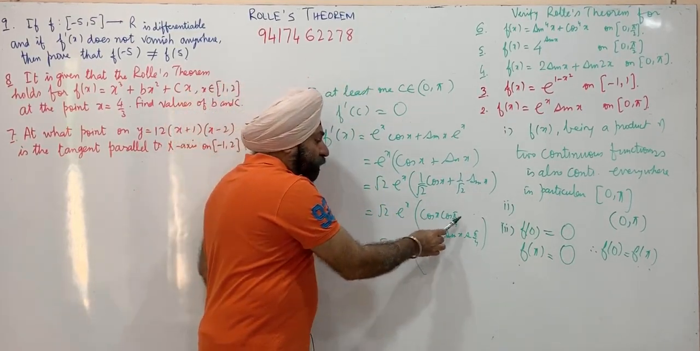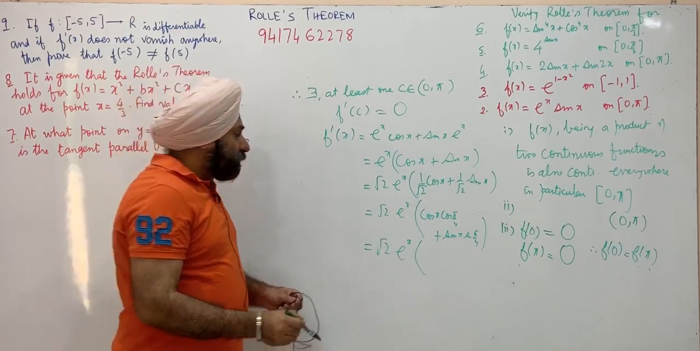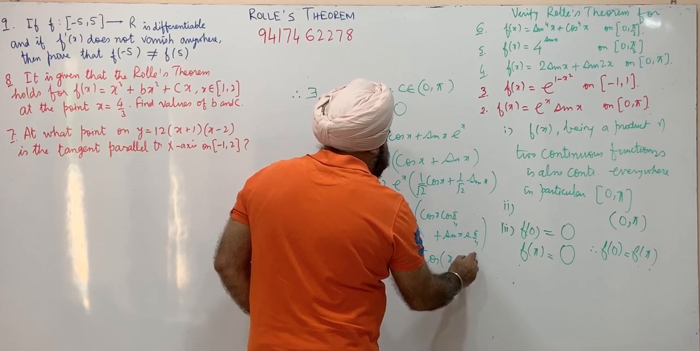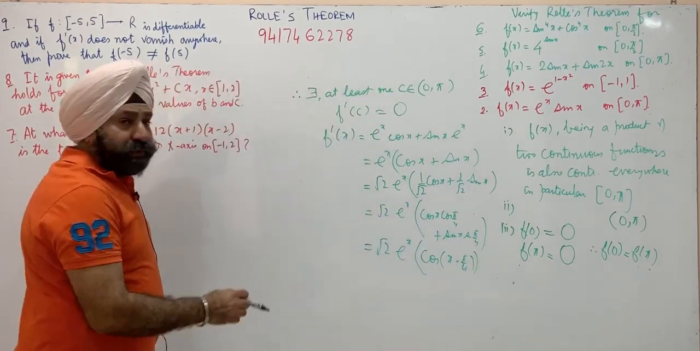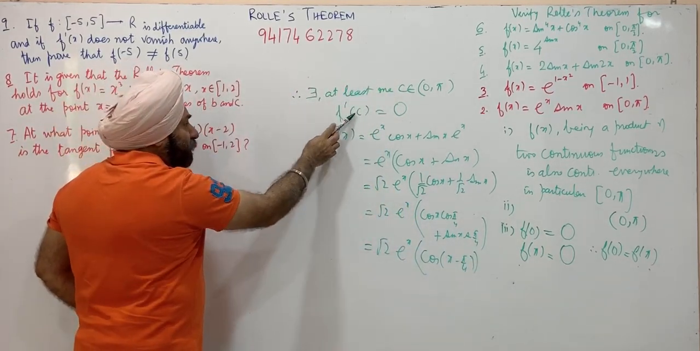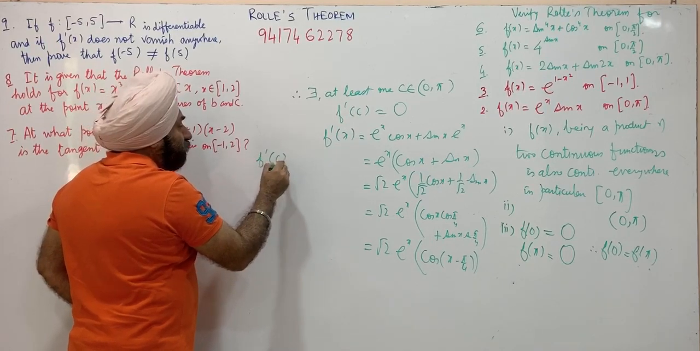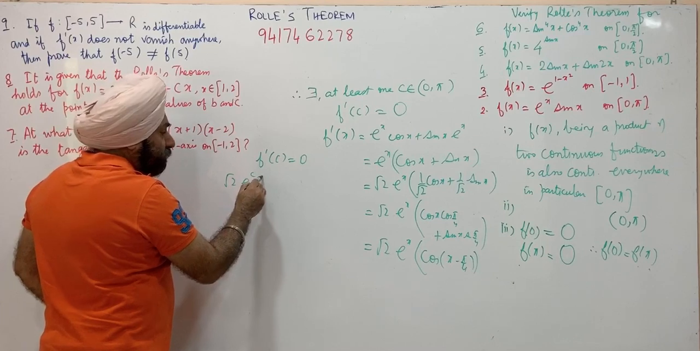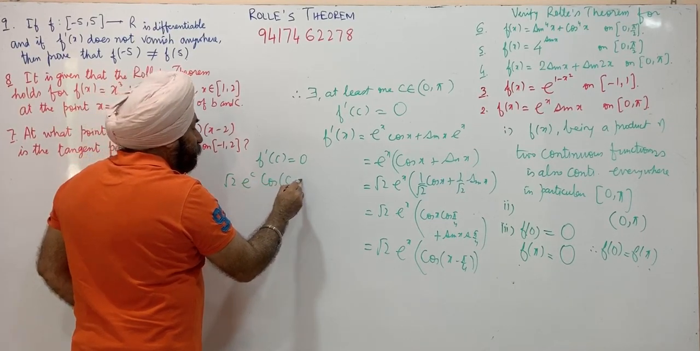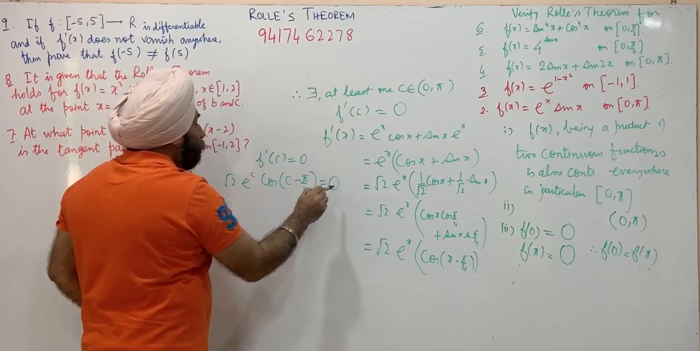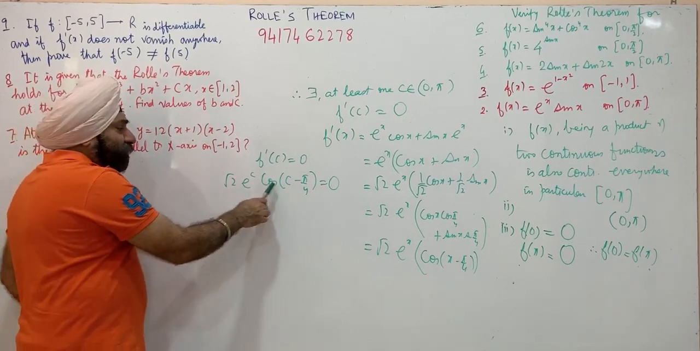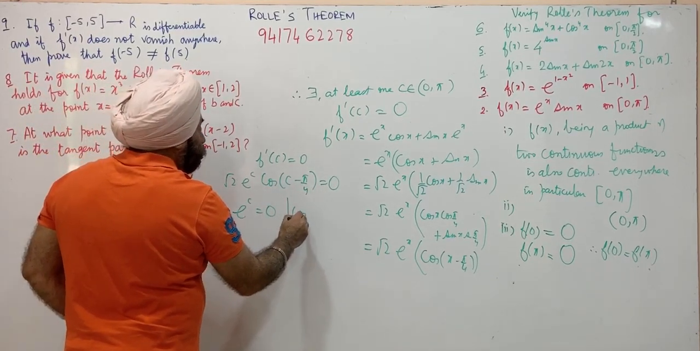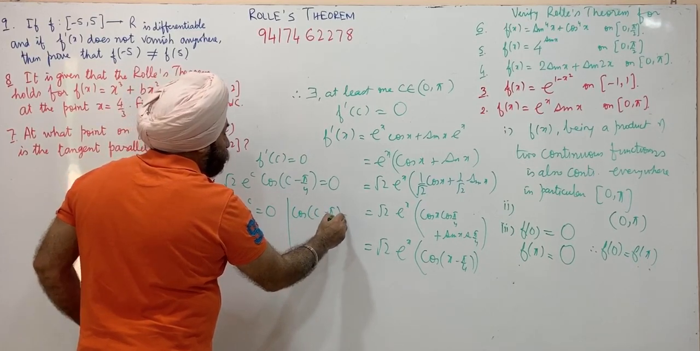This is root 2 into e raised power x. What is cos A cos B plus sin A sin B? It is cos of A minus B, so cos of x minus pi by 4. Now substituting the value here, f dash of c equal to 0. This means root 2 into e raised power c into cos of c minus pi by 4 is 0. Product of two functions is 0, therefore e raised power c is 0, or cos of c minus pi by 4 is 0.